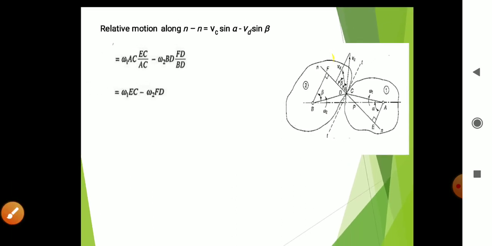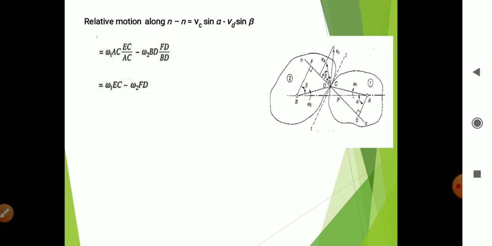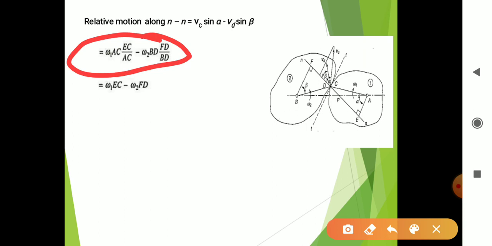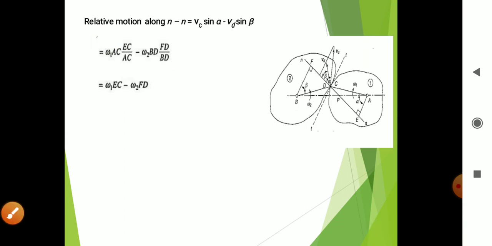So from the equation, if we put the values of sin alpha and sin beta, then what we get here, AC will get cancelled here. See here, AC will cancel here, BD will cancel here. So what remains? Relative motion along NN is equal to omega 1 into EC minus omega 2 into FD.